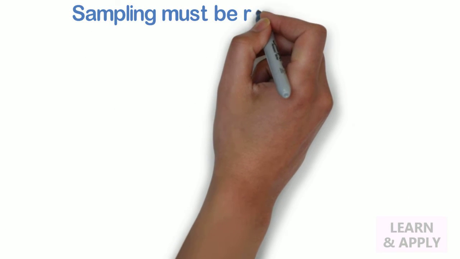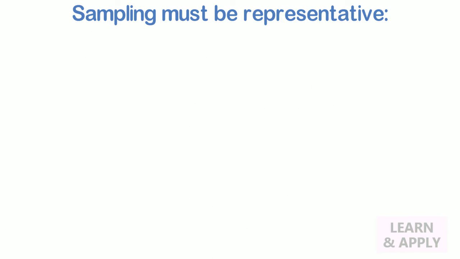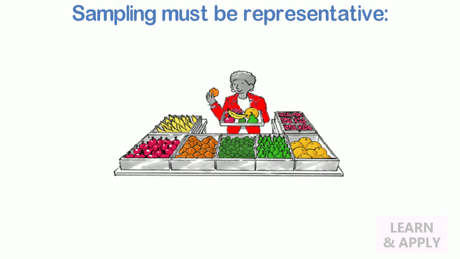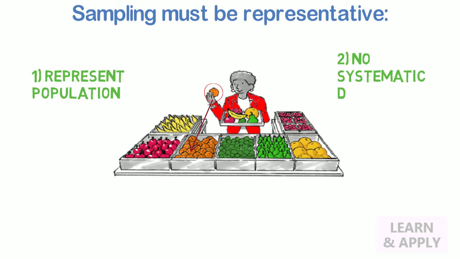Sampling must be representative. This is the most important thing during sampling. It must be representative to enable true and valid conclusions. Here, representative means 1. The data have to represent population, and 2. There should be no systematic difference between the data we collect or we do not collect.